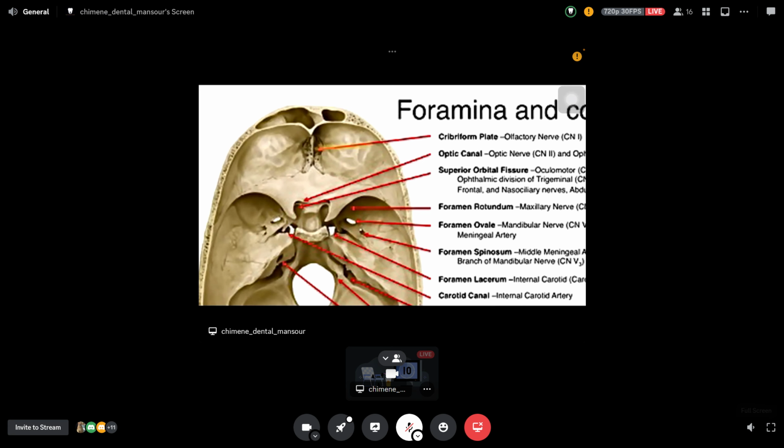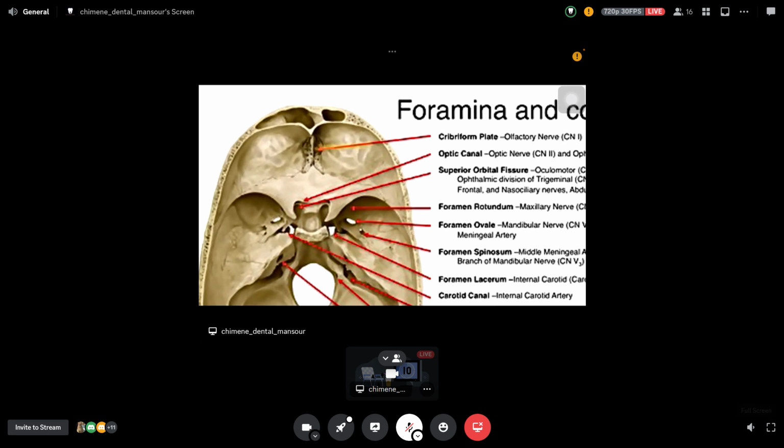In the superior orbital fissure, you have the oculomotor nerve, cranial nerve 3, cranial nerve 4, the first branch of the trigeminal nerve, and you have also included the lacrimal, frontal, nasociliary nerves, and so on, and the abducens nerve, which is cranial nerve 6. So 3, 4, 5-1, 6 for the superior orbital fissure.